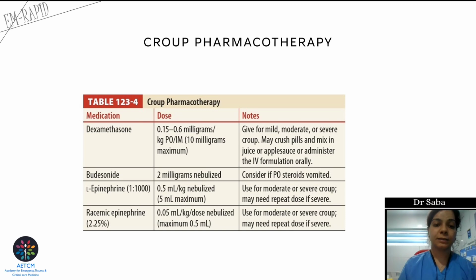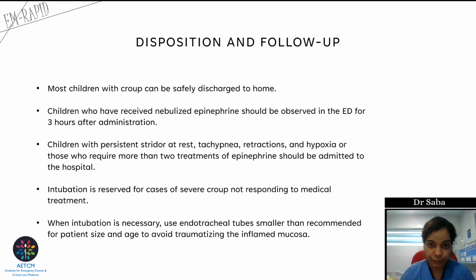And then there is something called racemic epinephrine, where you give the dosage of 0.05 ml per kg per dose, and this is again, like I stated, used in moderate to severe croup, and dosages can be repeated as and when required.